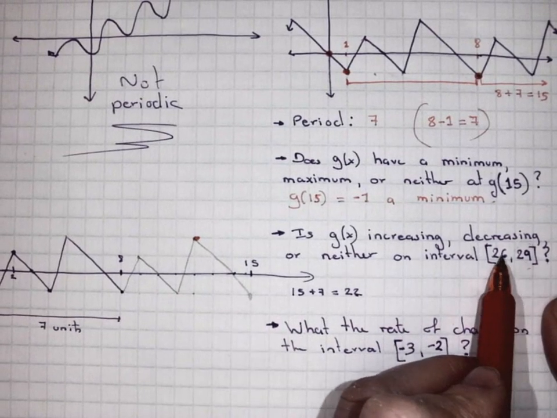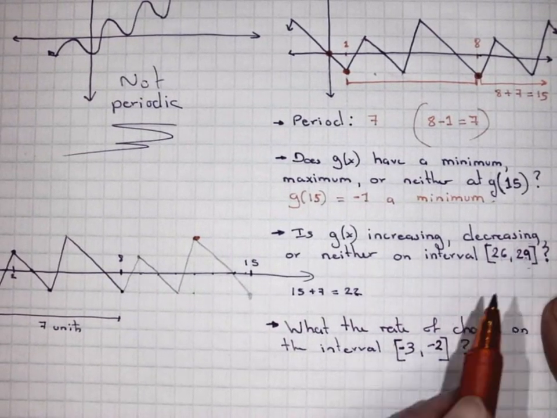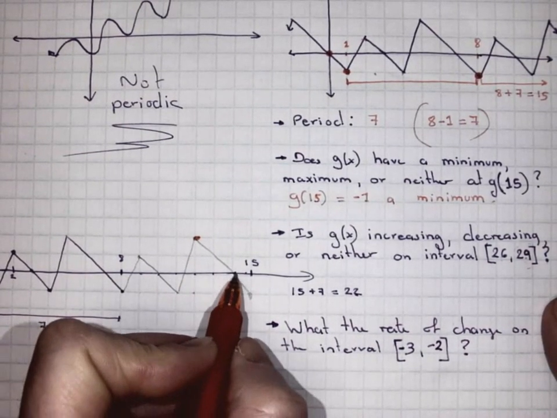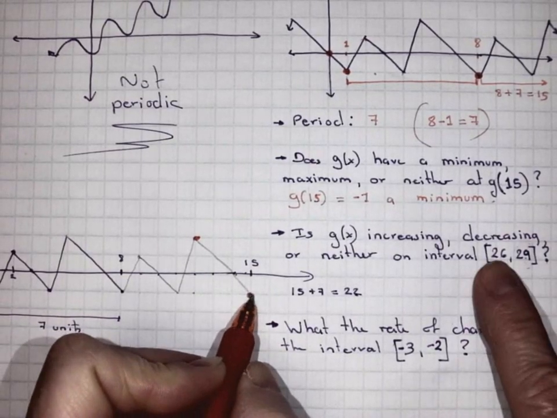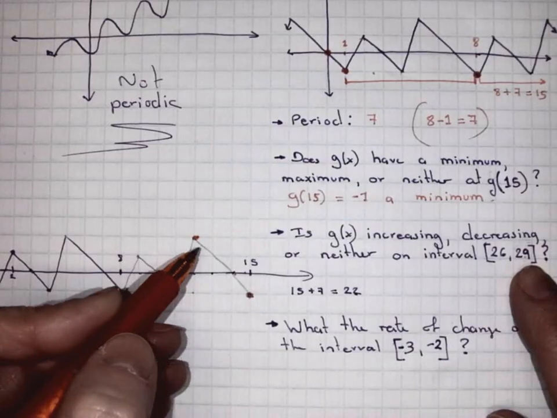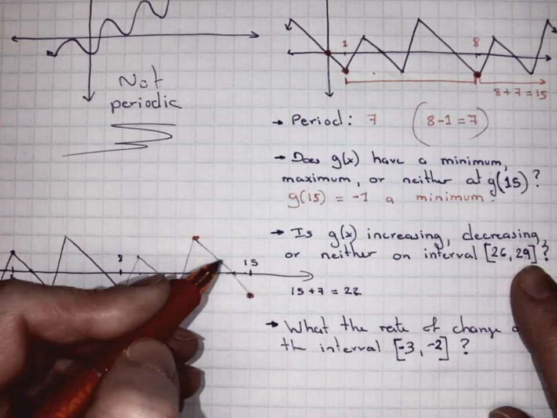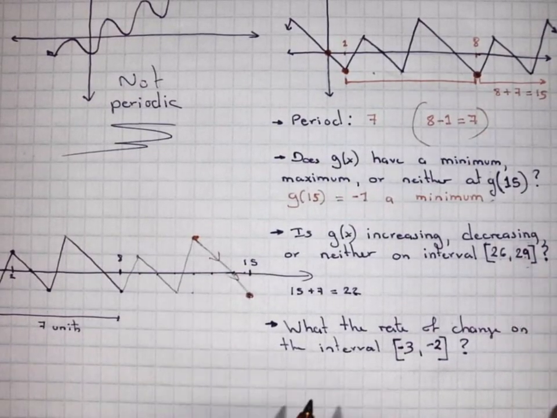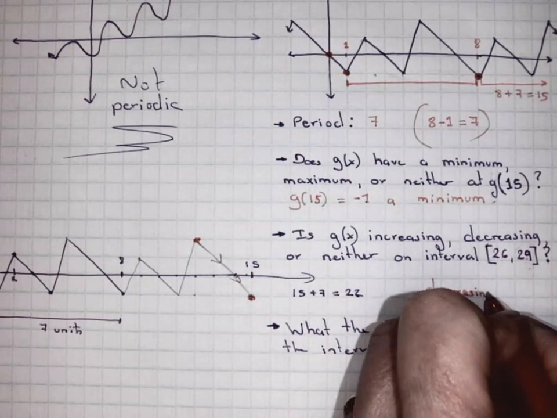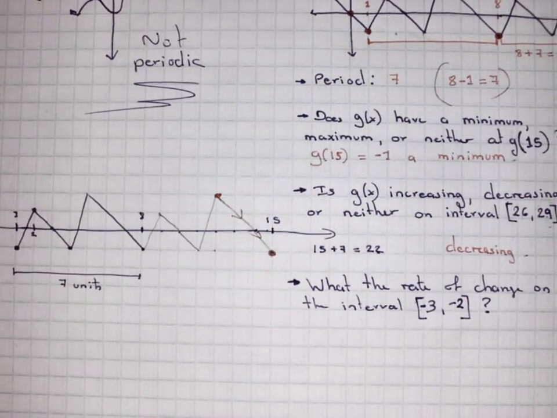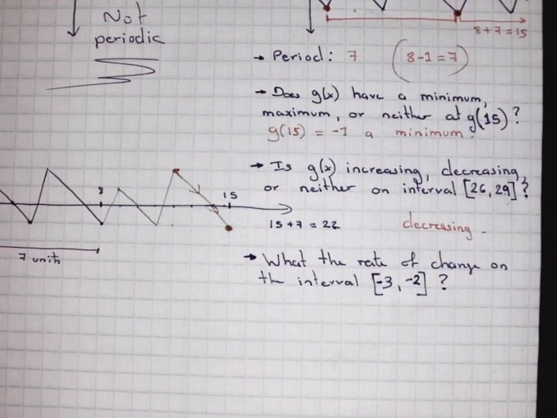And then 26 to 29, that would be 3 units. So 1, 2, 3, and I will be right there at a minimum. So between 26 and 29, the function is decreasing, going down from left to right. So decreasing. You can pause the video, go over it again, and I hope that will make sense then.